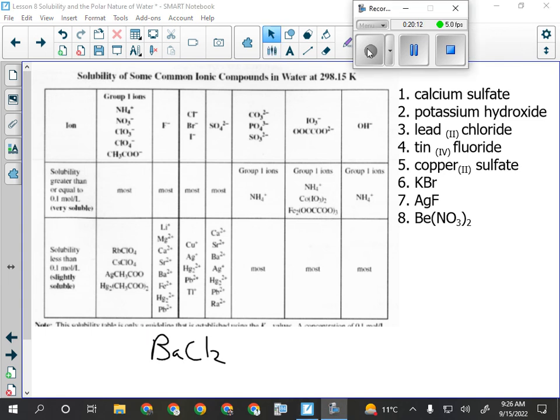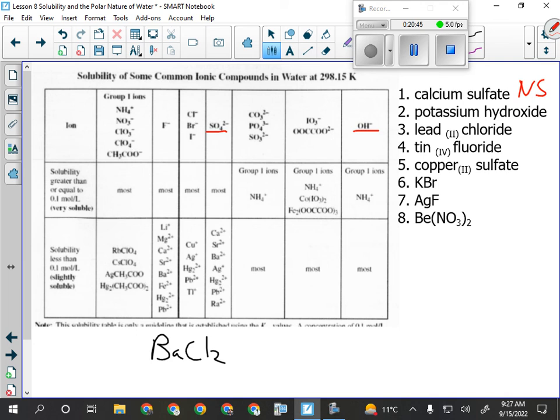For our first one, we've got calcium sulfate. I start by looking for sulfate. Sulfate's right here. It says it's soluble with most things. If it says most, then I have to go down to the next row, and I see that calcium is there. So is this soluble or not? Not. This is not soluble. Next, potassium hydroxide. I find hydroxide, it's right here. It says it's soluble with group 1 ions. Which group is potassium in?